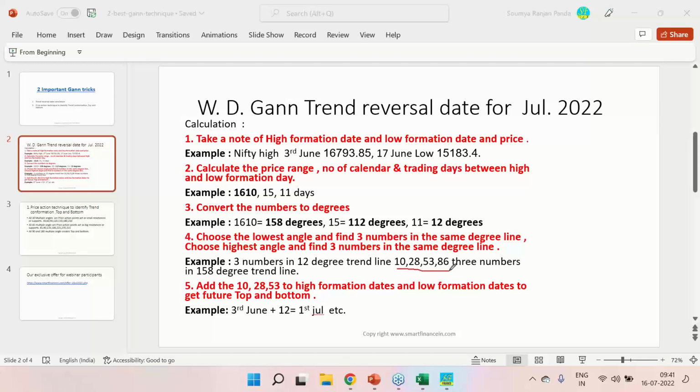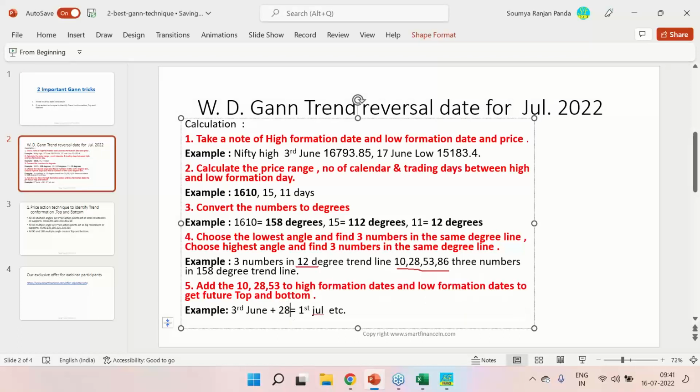Once you get these 3 or 4 or 5 numbers in the same degree trend line, like in the 12-degree trend line, I am getting 10, 28, 53, 86. All these numbers will lie in the 12-degree trend line. If I add these numbers to the low formation day or the high formation day, here I am just adding 28. Once I add 28, I will get the first line. So if I proceed with these days, trend reversal will happen on those days.